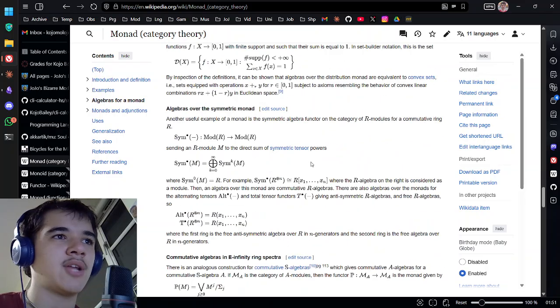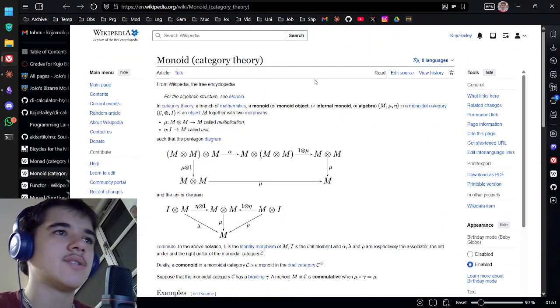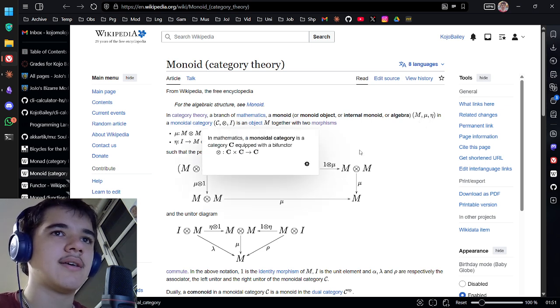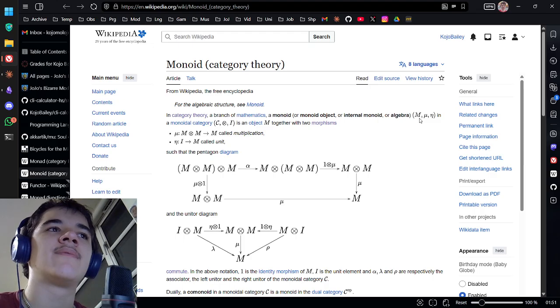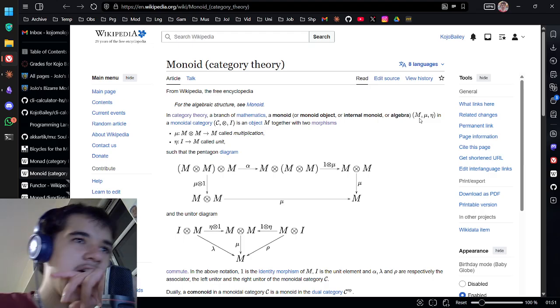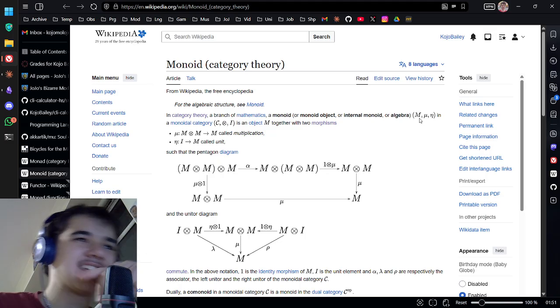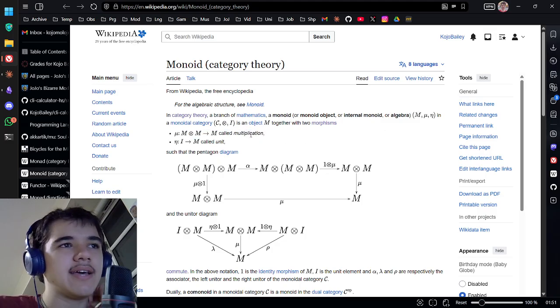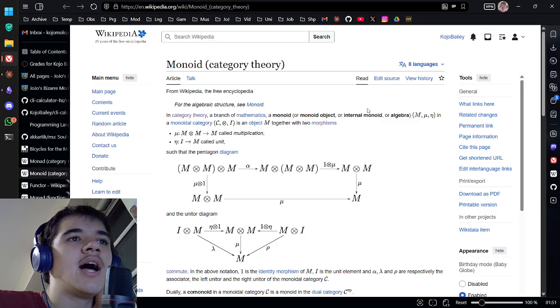Okay, this is quite a lot actually. Let's first have a look at what a monoid is. So in category theory, a monoid or monoid object or internal monoid is an algebra with the three components M, mu, eta. Oh, okay, so M is here, but for monad it was just T. Is that because T goes to itself but M doesn't necessarily? But it does though. Well, no, because that's this. Okay, in a monoidal category.